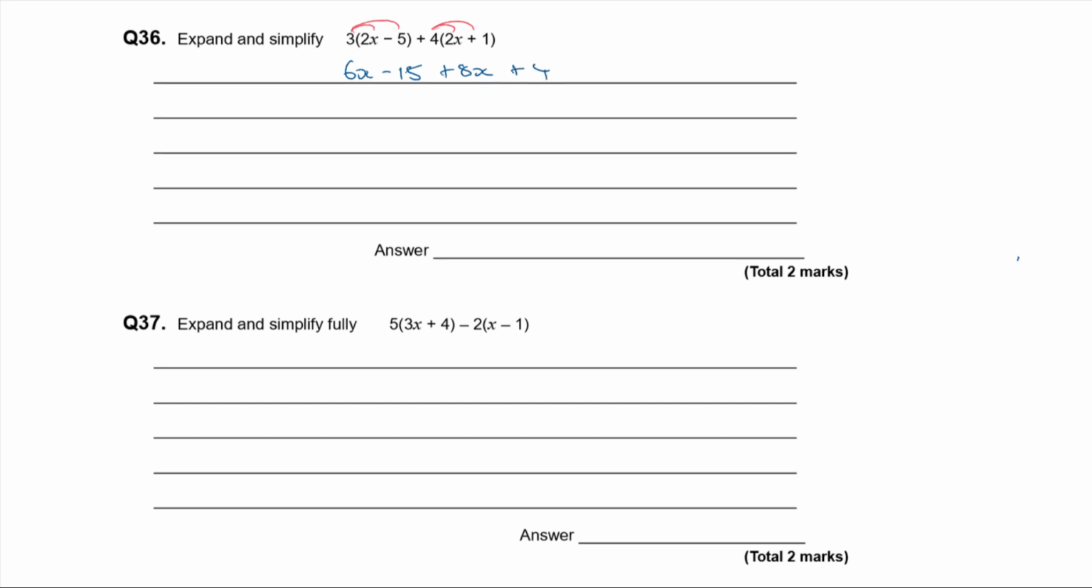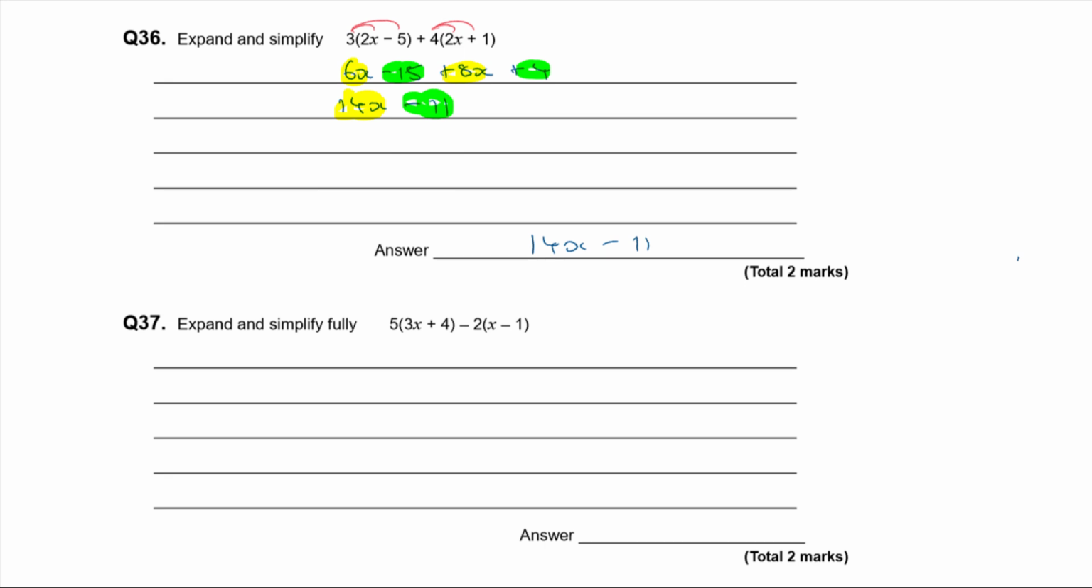Okay, now at this point, you'll notice we've got terms in x, which we can combine, and we've got numbers that we can combine. So adding the two terms in x together, 6x plus 8x, that's 14x. And minus 15 plus 4, if you're at negative 15 on the number line, you add on 4. It's going to take you up to negative 11. So that's my final answer then, 14x minus 11. So that was the x terms added together. That was the numbers added together.